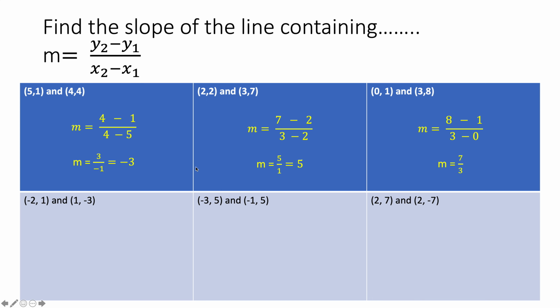All right, let's try the next one, which is negative 2, 1, and 1, negative 3. Go ahead. All right, we're going to get negative 3 minus 1 over 1 minus negative 2. Negative 3 minus 1 is negative 4. 1 minus negative 2 is 3. So negative 4/3 is the correct answer. Okay, try the next one.